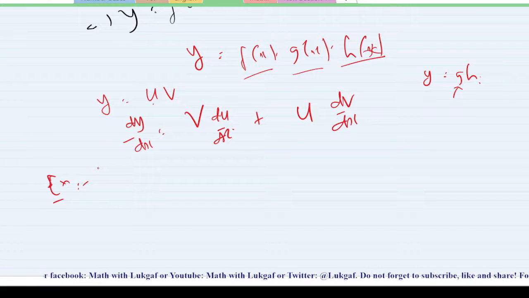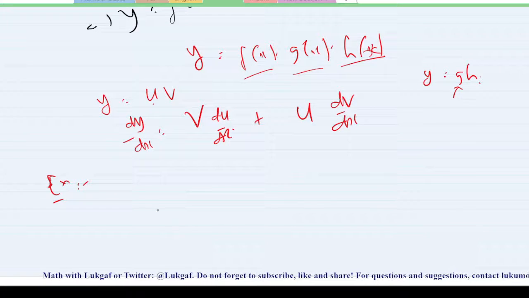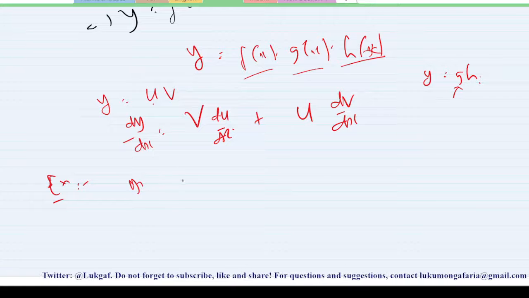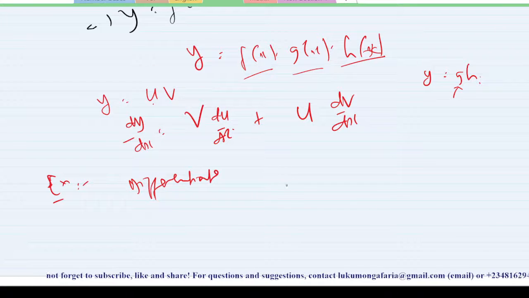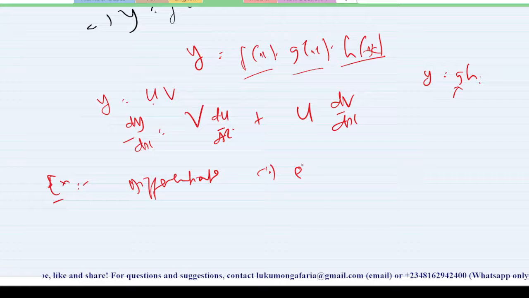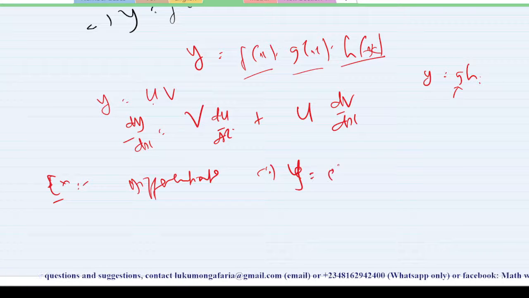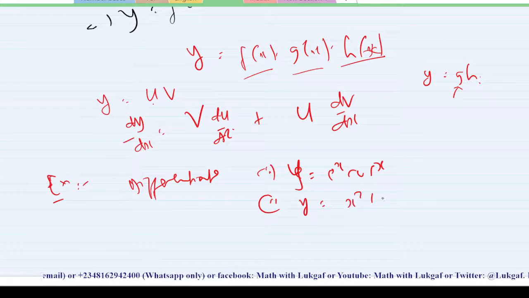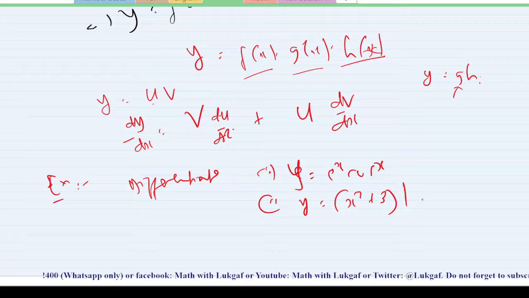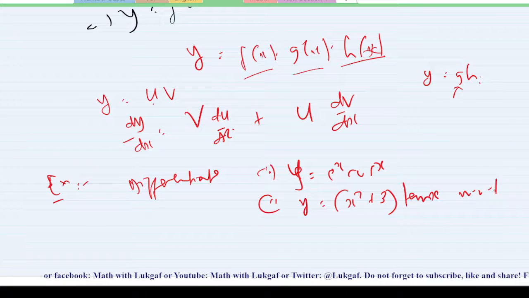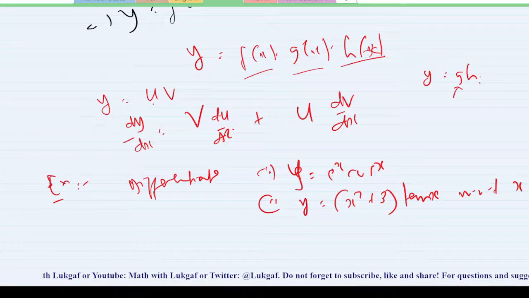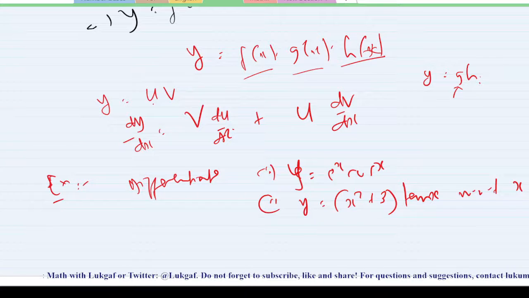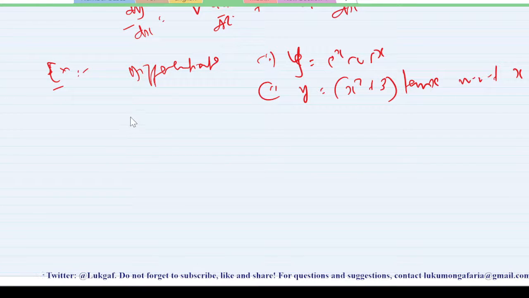Example: differentiate the following. Number 1, y is equal to e raised to power x cos x. Number 2, x squared plus 3 tan x, with respect to x. It is very simple. Look at the solution.